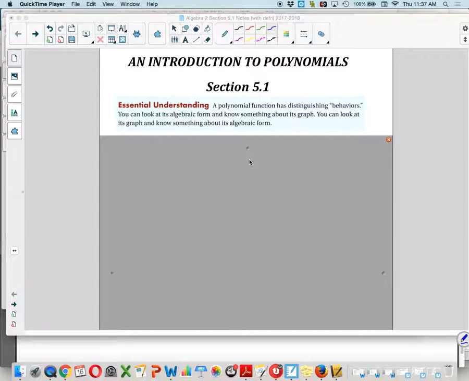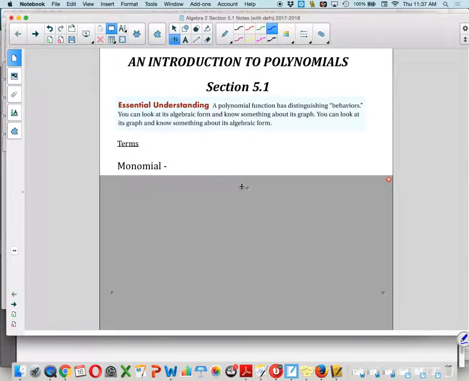So our job today is to really understand what it means to be a polynomial and what I can determine from looking at polynomial functions, just their equation alone, their function alone. So I'm going to start with the first word here that's in your notes. It's the word monomial.